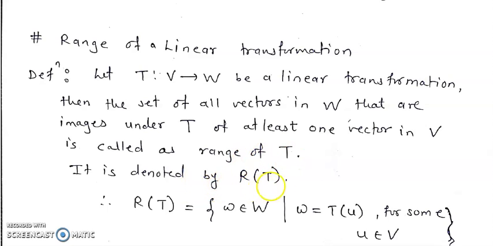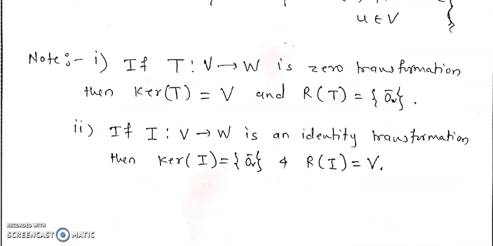It is denoted by R of T. That is, range of T is the set of vectors w belongs to W such that w is equal to T of u for some u belongs to V. Now we note that if T from V to W is a zero transformation, then kernel of T equal to whole space V, and range of T is just the zero vector of W.